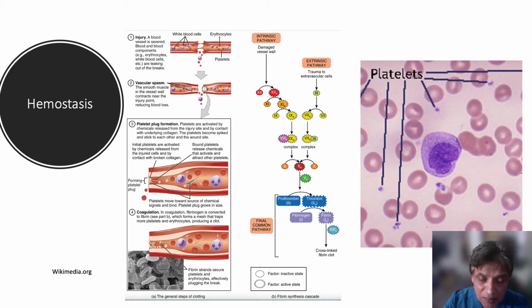Now, one may think, well, if this is left uncontrolled, the clot can propagate locally. So in addition to plugging the defect, it can then propagate and could theoretically lead to blockage of the blood vessel. But there are feedback pathways.